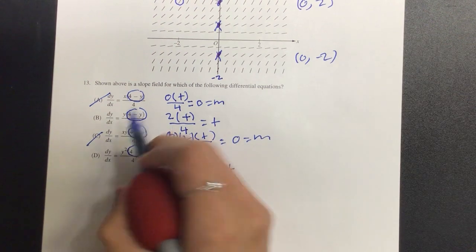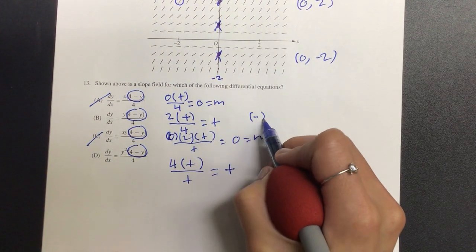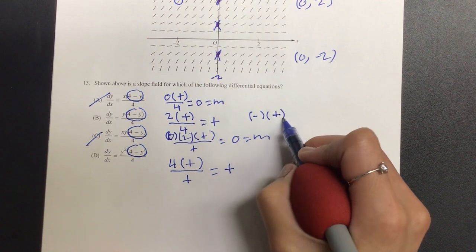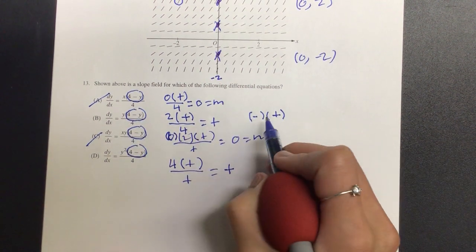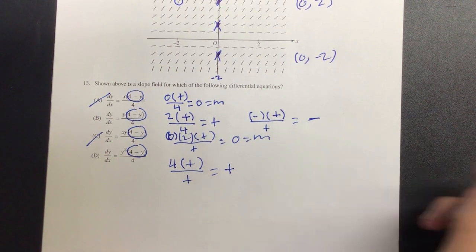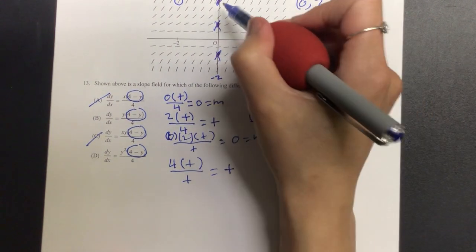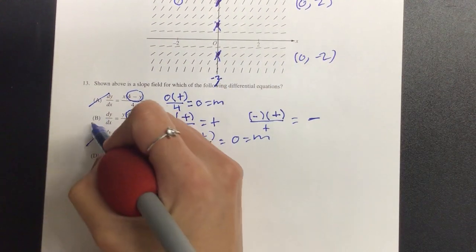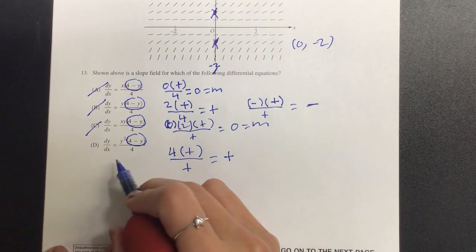So when I use 0, negative 2 in here, we get negative, and this is going to be positive because it's 4 minus a negative over a positive. That's going to give us a negative value. But we know by the slope field a while ago, if up there it was positive, right here was also positive, so we know B is going to be gone. And then go on to D.